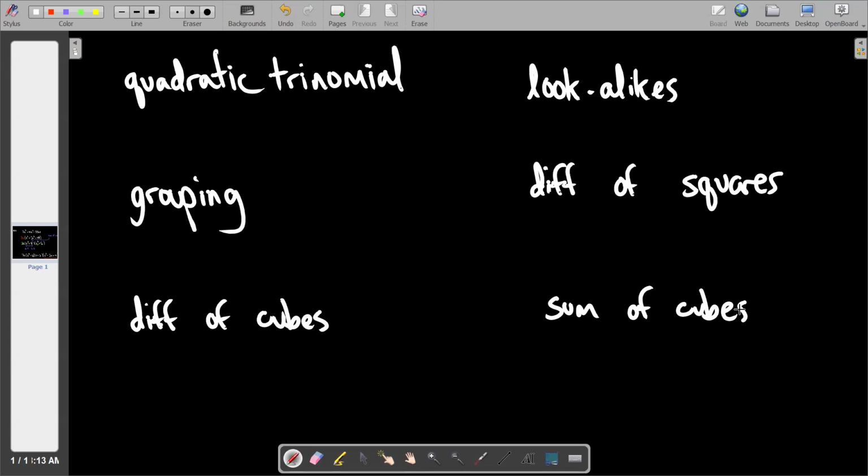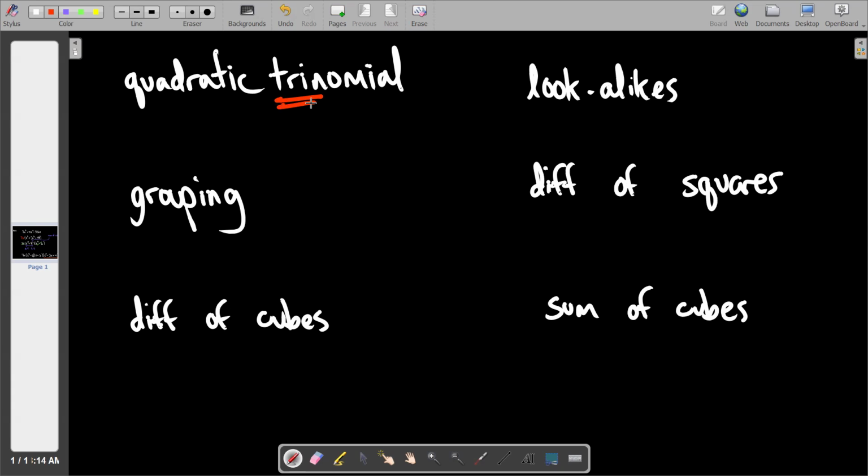And I said 5. I mean, that's technically 5 things because I think sums and differences of cubes are kind of the same. Like, we use the same formula for those. But these are the flavors of problems. And so you ask the $1 million question, how do I know what it is? Well, a quadratic trinomial is going to have 3 terms. The prefix tri implies 3.